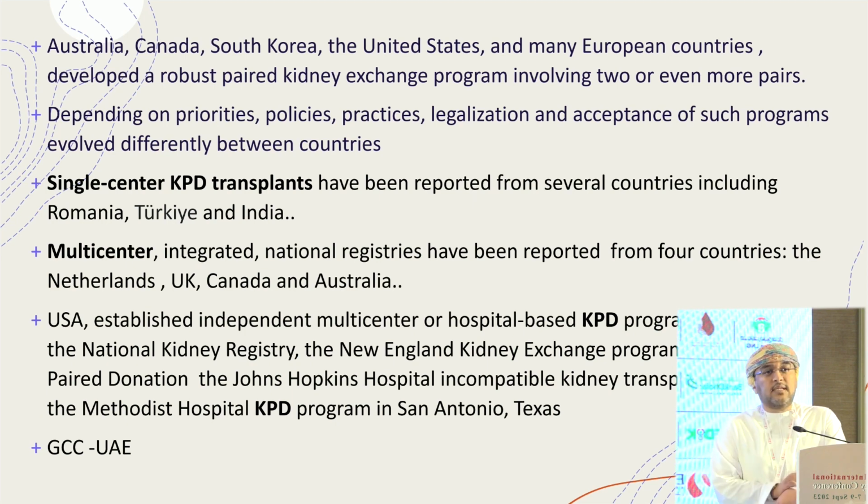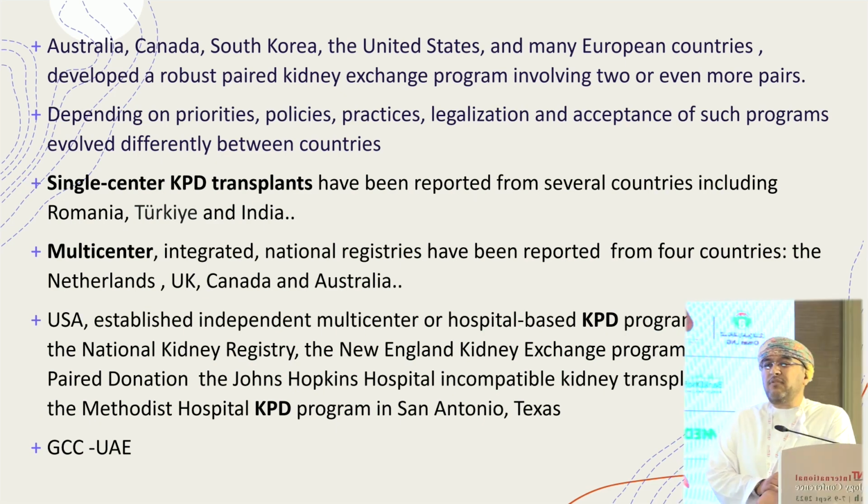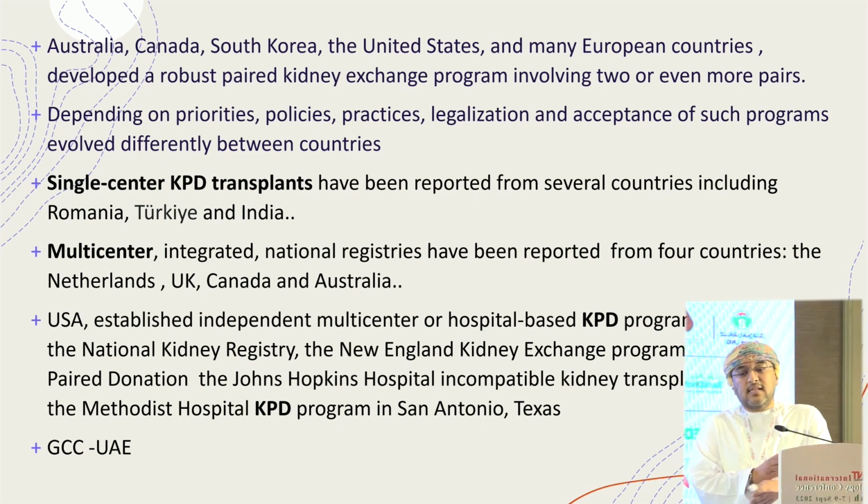Depending on priorities and policies, on the countries themselves, and on acceptance of such programs, it evolves differently among different countries. Whether it's a single center KPD transplant program, which is done, for example, in Romania, Turkey, and India, or a multi-center type with national registries, like, for example, in the Netherlands, UK, Canada, or Australia, or even the USA model, whereby it's multi-center or hospital-based KPD programs, most notably, for example, the National Kidney Registry or the Alliance for Paired Donation, or even the Johns Hopkins Hospital Incompatible Kidney Transplant Program, and so forth.